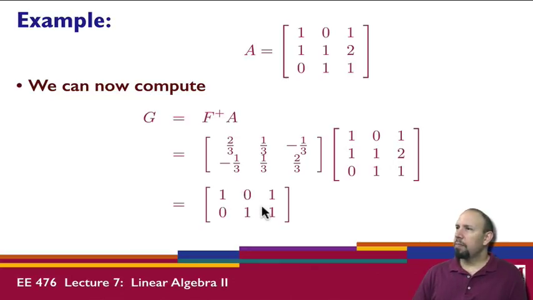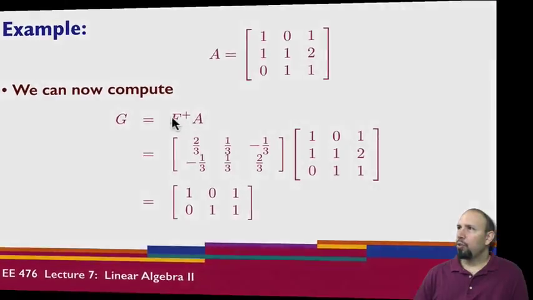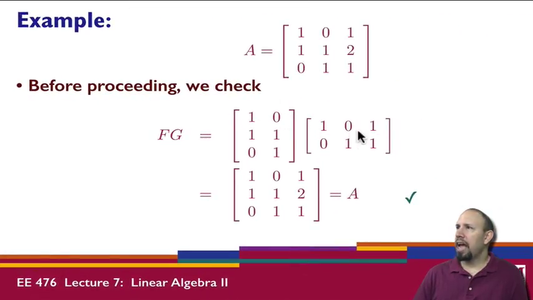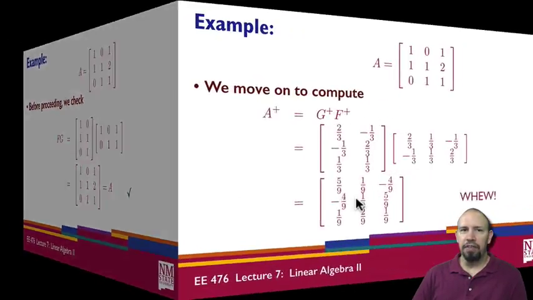So we have this matrix as G, and so we can go through and show that if we multiply F times G, we get the original A matrix back. So we have actually done the factorization. So that's how we would get our F and G.